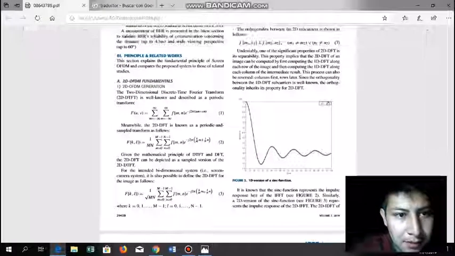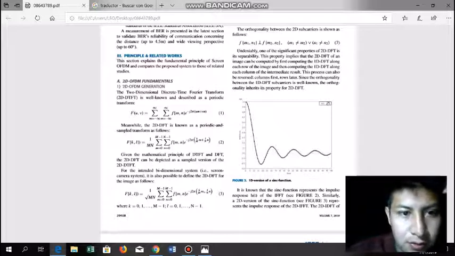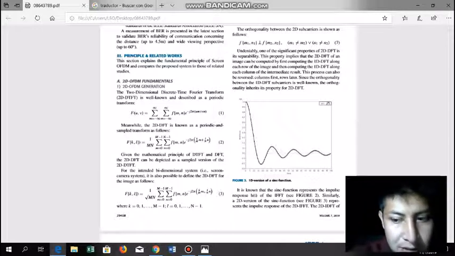Hi, I will talk about basically how it works. This section explains the fundamental principle of screen OFDM and compares the proposed system to those of related works.